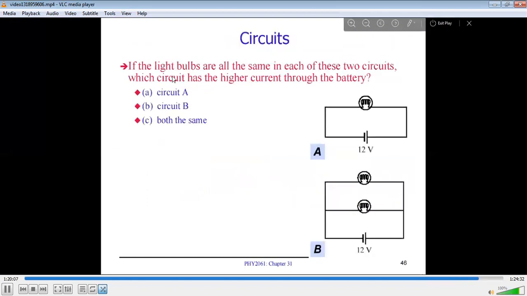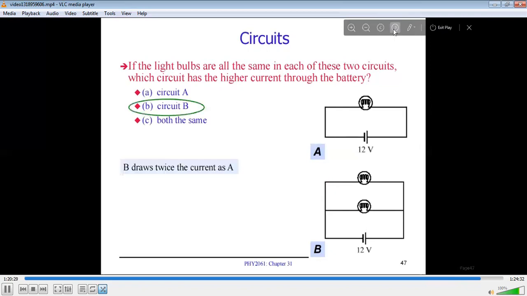If the light bulbs are all the same in each of these two circuits, which circuit has the higher current through the battery? Current A, current B, or both the same? Really think for yourself. Actually, B draws twice the current as A because there are two bulbs.